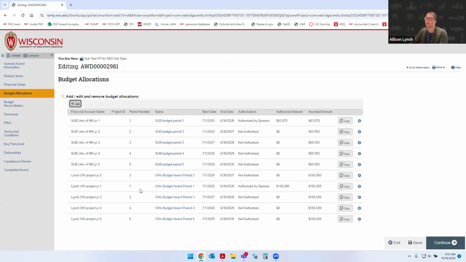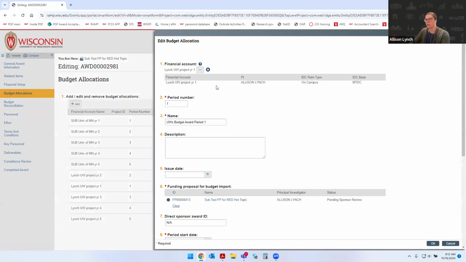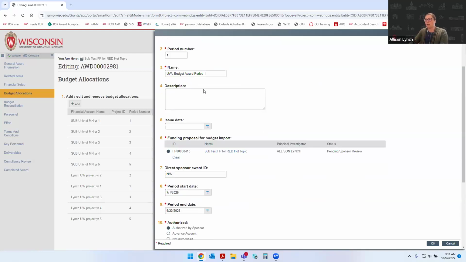So again, I'm going to demonstrate the UW project. So this is something that a lot of people sometimes have issues with, the allocations. I like to think of them as pots of money. So you have a pot of money that you are allocating to a financial account or project. So you can identify which financial account or project you want to put this pot of money that you're allocating to that project.